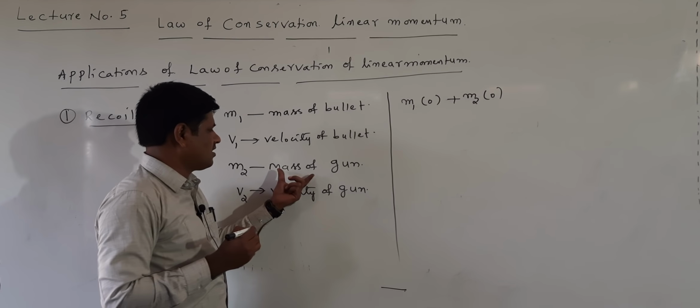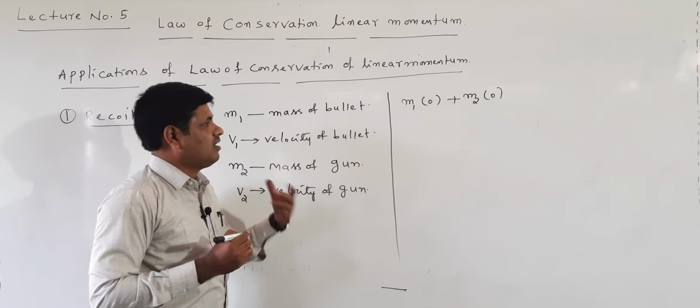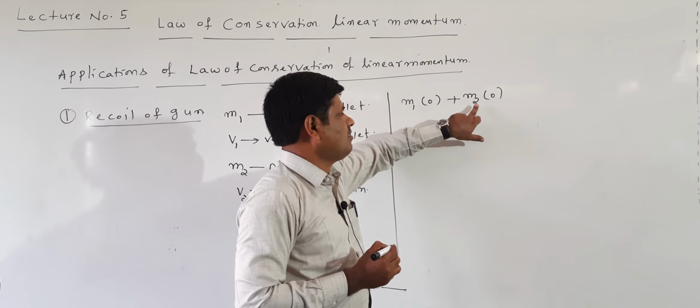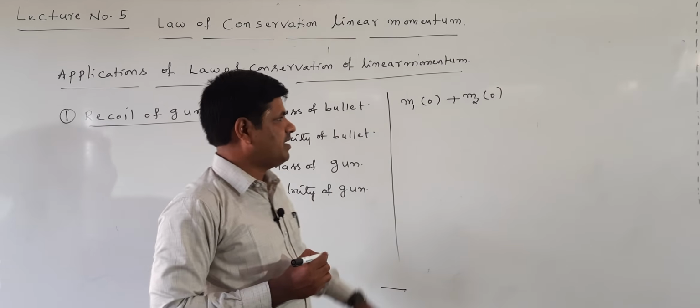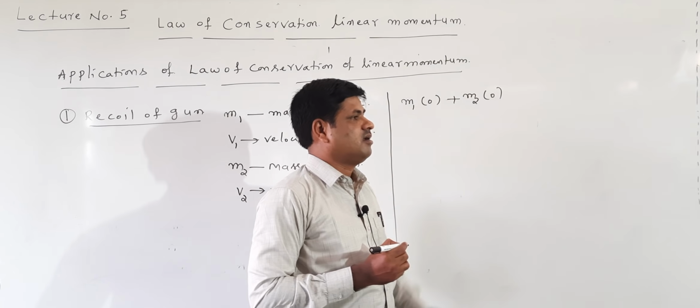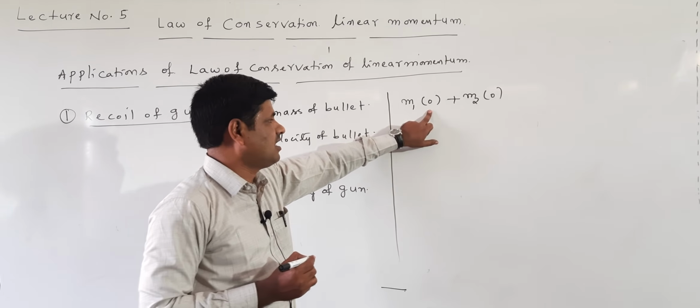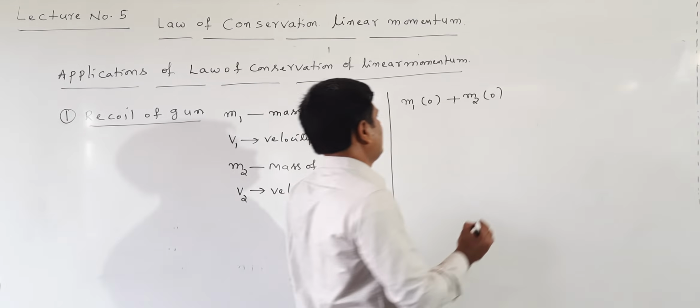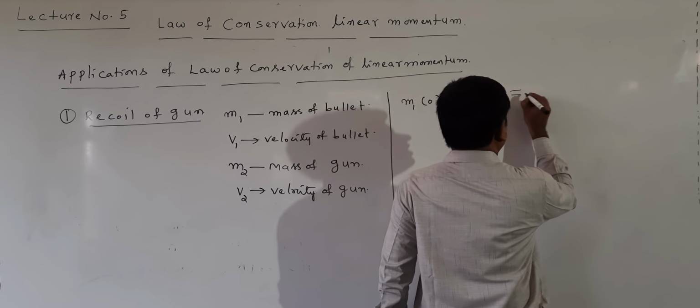Because m2 is the mass of the gun. The gun is also at rest position, and rest position means velocity 0. So the momentum is m2 into 0. Momentum is equal to mass into velocity. Here both are at the rest position, which means initially their velocities are considered as 0. Now this is before firing.